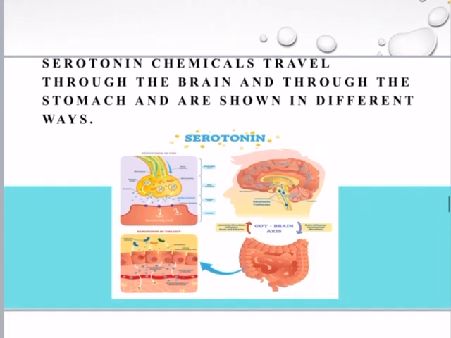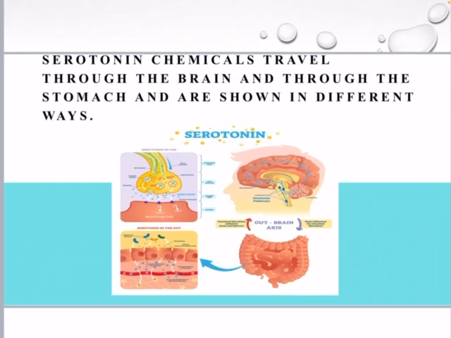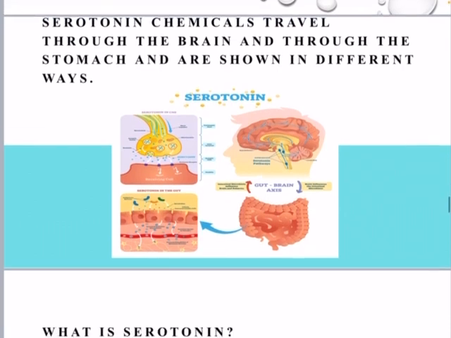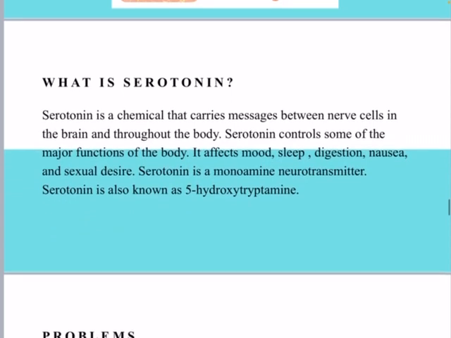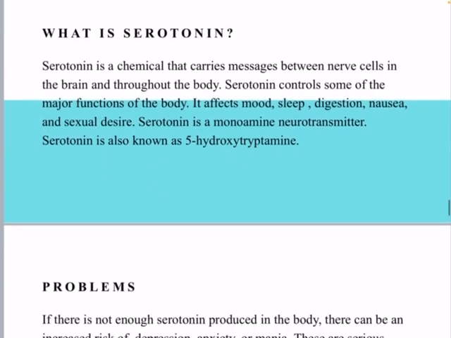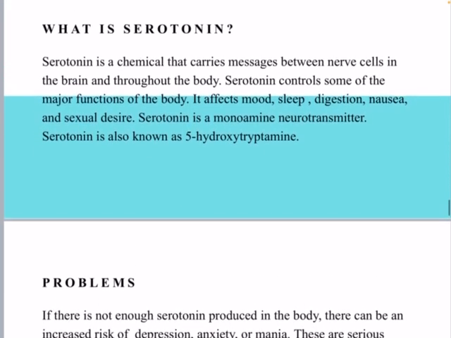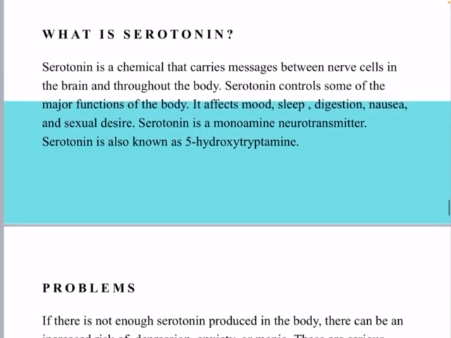Serotonin. Serotonin chemicals travel through the brain and in the stomach and show up in different ways. What is serotonin? Serotonin is a chemical that carries messages between the nerve cells in the brain and throughout the body. Serotonin controls some of the major functions in the body. It affects mood, sleep, digestion, nausea, and sexual desire. Serotonin is a monoamine neurotransmitter.